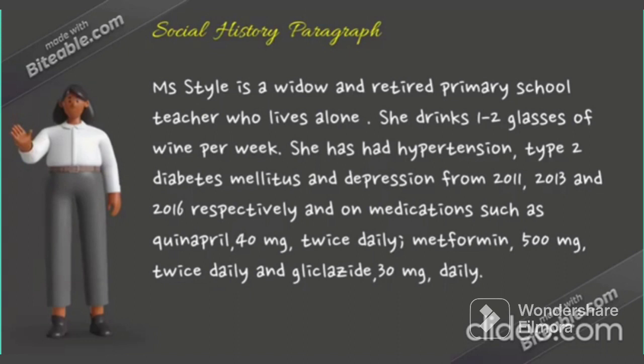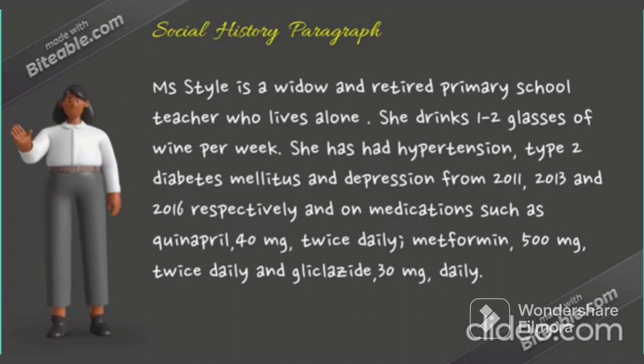And on medications such as quinapril, 40 mg, twice daily, semicolon, metformin, 500 mg, twice daily, and gliclazide, 30 mg daily. So here the semicolon becomes a division of two medicines. All medicines you can write by keeping commas, like tablet name and the dosage and the duration, I mean the frequency, everything you can keep with commas. And after each medication, before starting the next medication, keep the semicolon. At the end you can use the article 'and'.